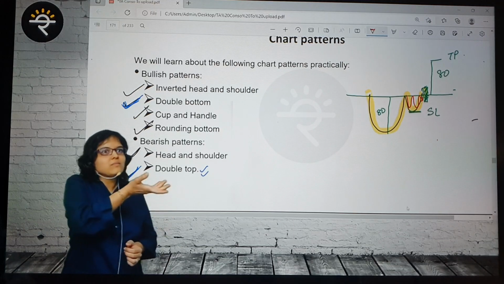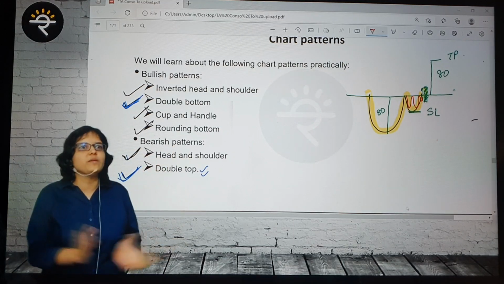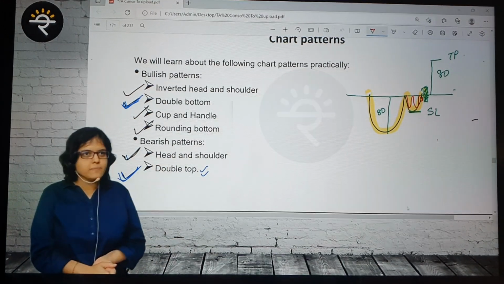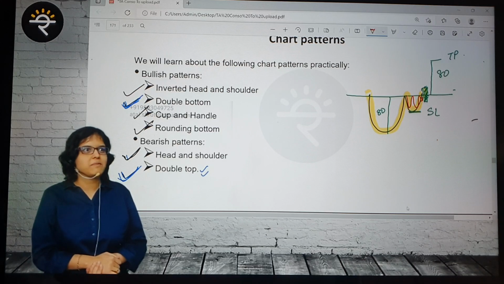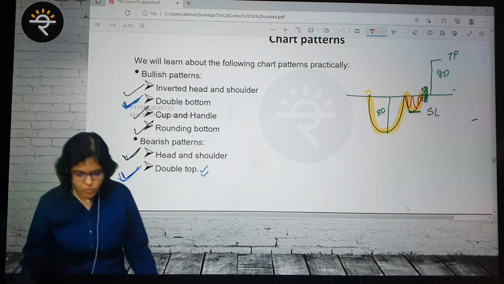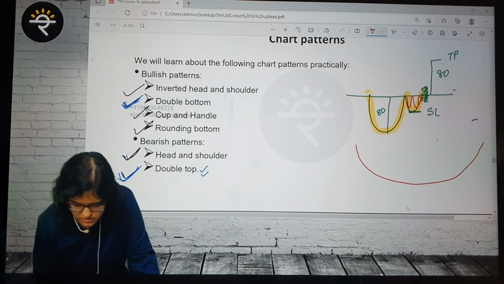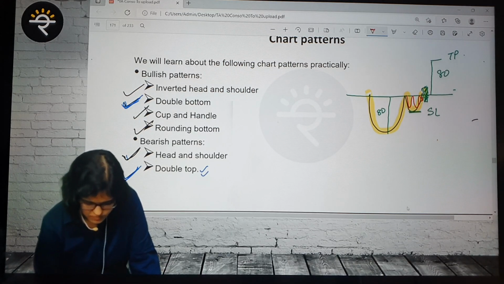Bigger the rounding bottom, faster the breakout is going to be and faster the target is going to reach. Okay, this can be like a multi-bagger chart pattern. Minimum 100% returns. Okay, so what is going to happen? Big rounding bottom, something like this. I'll just draw it from here. So can I rub this off?